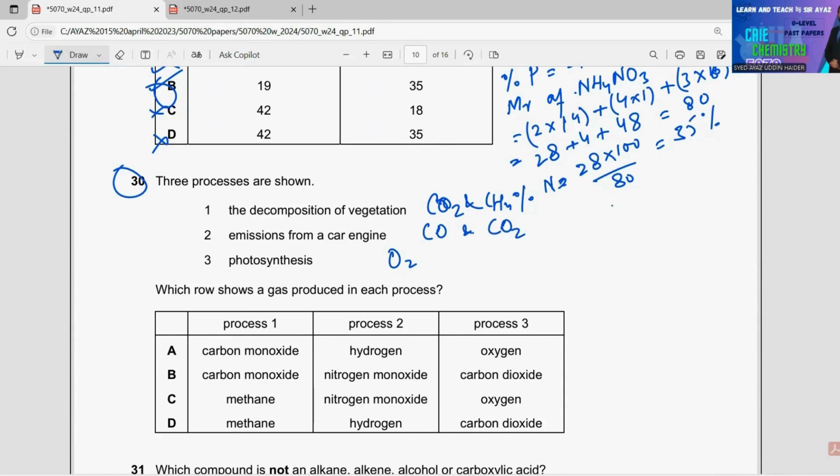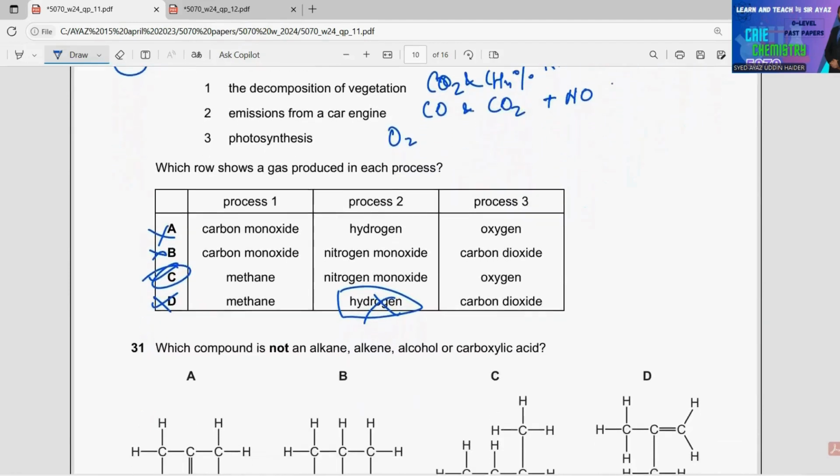So for process 1, we have methane. They mentioned methane, so either C is correct or D is correct. Now I have narrowed down the choices. It's easy to select the right response here now. Process 2, emission from car engine, you will also get nitrogen monoxide, NO. Process 3, oxygen. C looks correct to me because in D, they said that hydrogen is produced, which is incorrect. So D is the incorrect response. C must be the right answer.